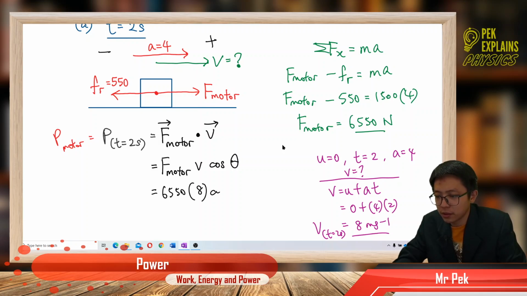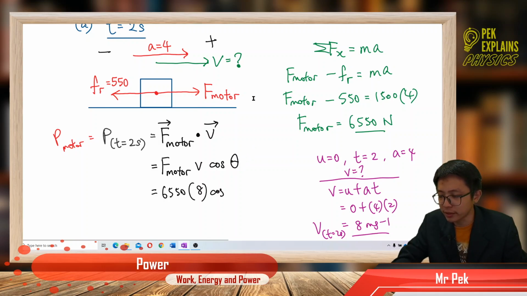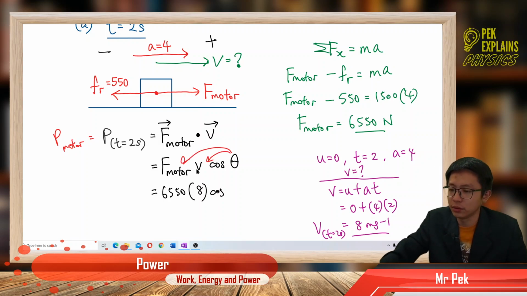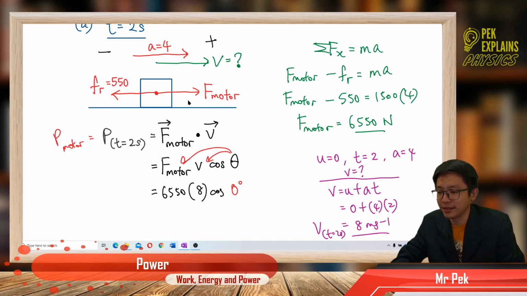Velocity is 8. Cos theta. What is angle theta? Theta is the angle between force and velocity. That's why we need to draw the velocity. Theta is the angle between F and V. F and V are in the same direction, so they are 0 degrees, and cos 0 is 1.